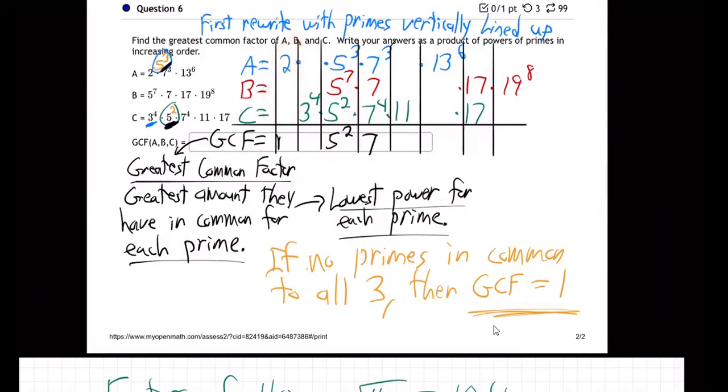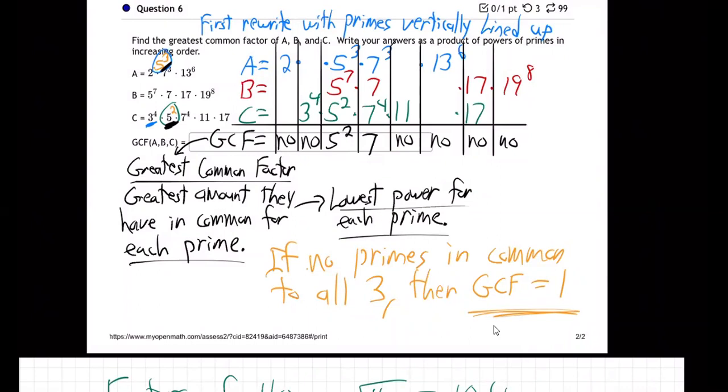Well, none, right? Because B and C have no 2s. They have no 2s in common. They don't all have 2s, do they? Everybody seeing that? They do not all have 2s because B and C have no 2s. So that's no on the 3s, no on the 11s, no on the 13s, no on the 17s, and no on the 19s. So I'm only taking the items in which they all three share something in common, like that.